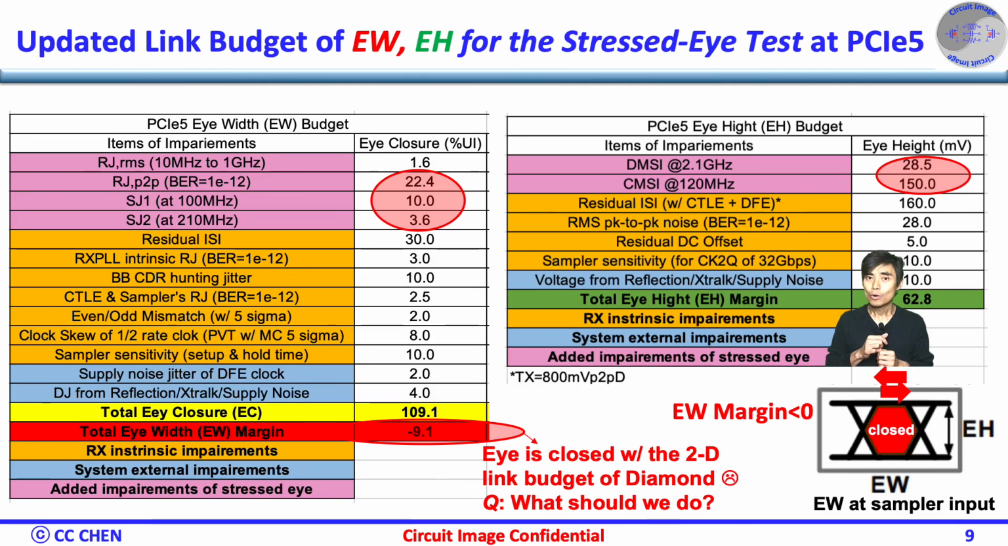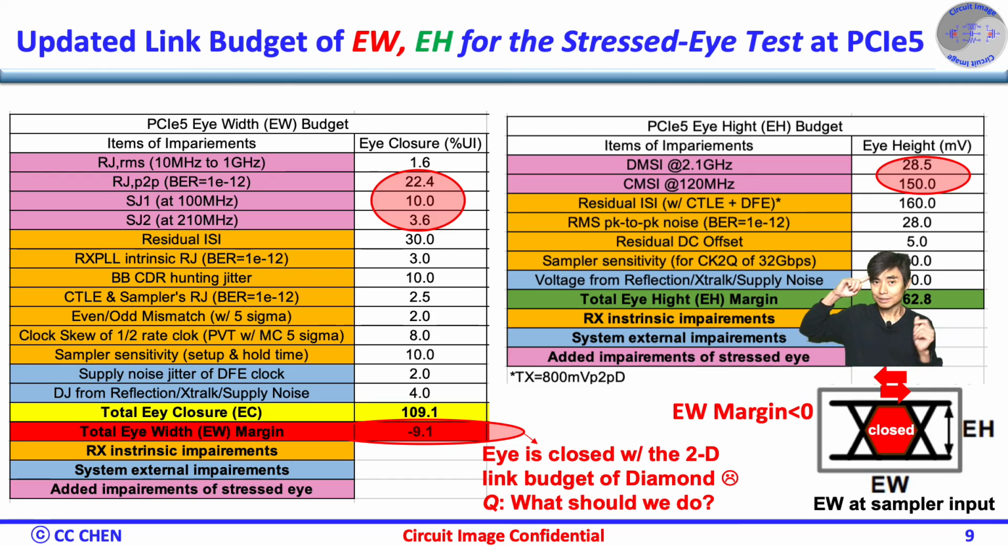Long story short, we can meet the link budget with the ISI only channel or input from our initial link budget. But after adding all the external impairments from the stress eye test at PCIe 5, we violate the eye width margin, even if the eye height could still be enough. Please be advised that the eye width was shrinking a lot, not just from the external SJ, but also from the vertical noise interactions. So, what should we do to reopen the eye again for the stress eye test?